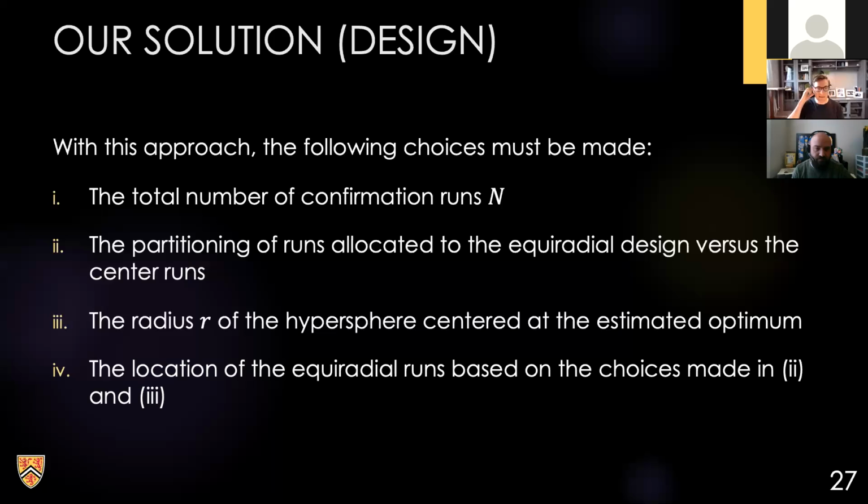And then lastly, subject to all of these other choices, you need to decide where to put the equiradial runs around the perimeter of that hypersphere. If we think back to those polygons that I had just had on the screen a moment ago, you could rotate those at any angle, and that preserves the equiradial properties.